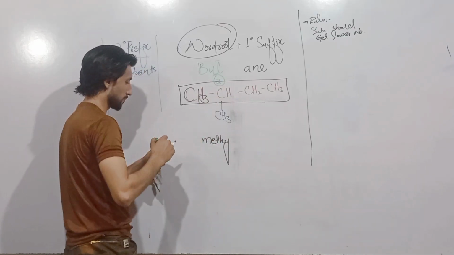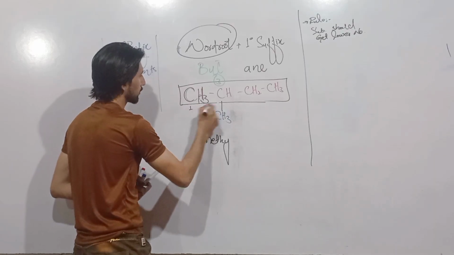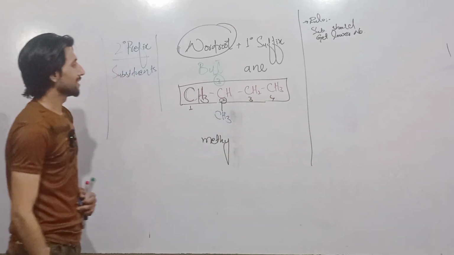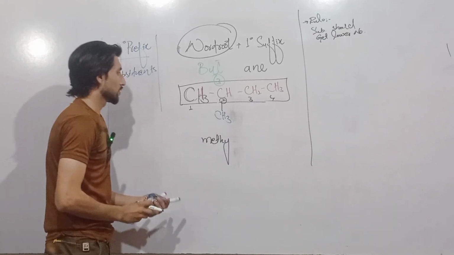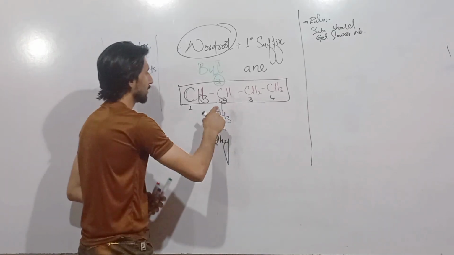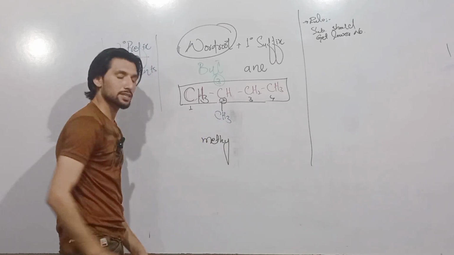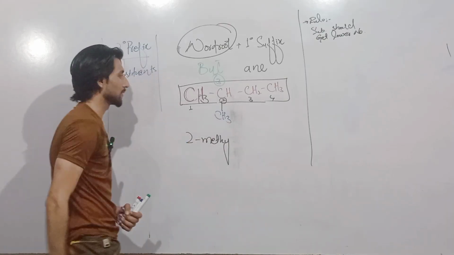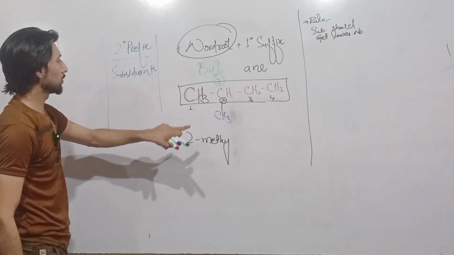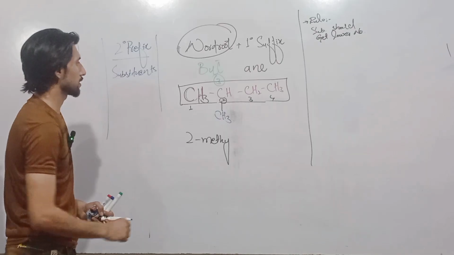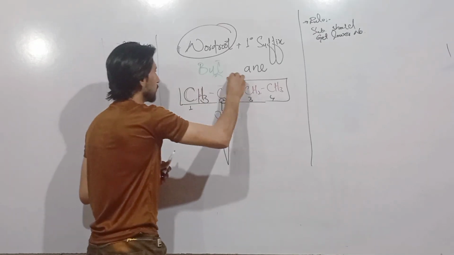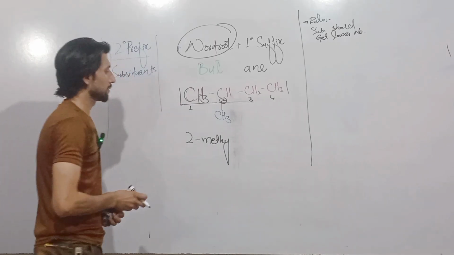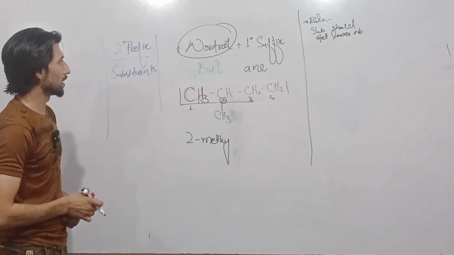And if I count from this side, 1, 2, 3, 4, my substituent gets number 2. So I must choose this side because from this side the substituent is getting a lower number. So I should take 2-methyl. Now I know to which carbon my substituent is attached. It is attached to carbon number 2. 2-methyl. And now I should apply the basic rules which we have learned.